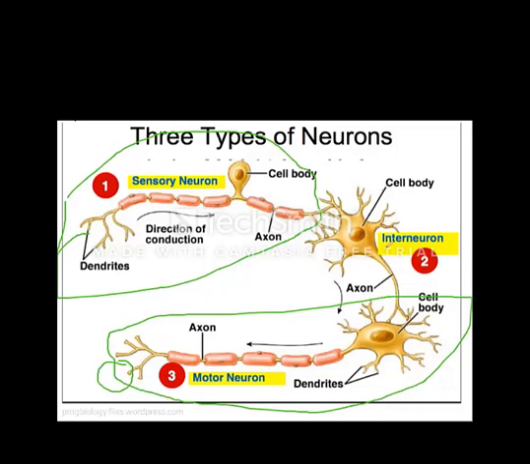The axons are short and there are many dendrites over here, as you can see. So the function of an interneuron is to connect a sensory neuron with a motor neuron. Yes, that's quite well explained in this picture. So those are the major things about the three types of neurons.